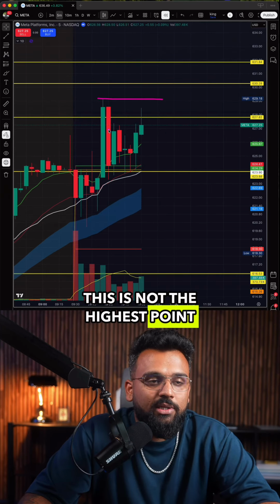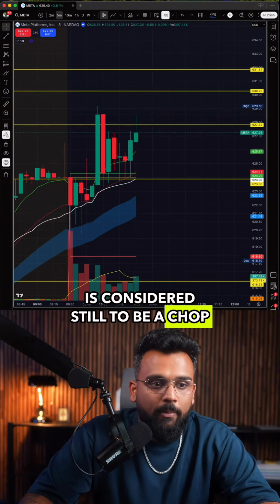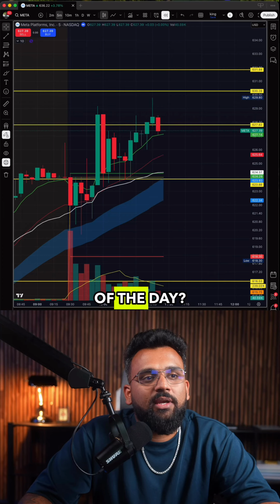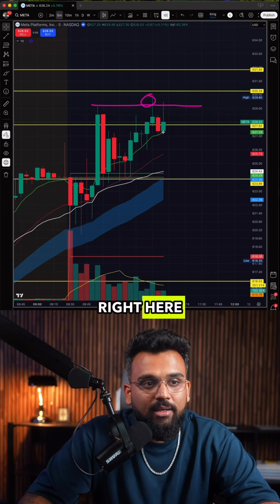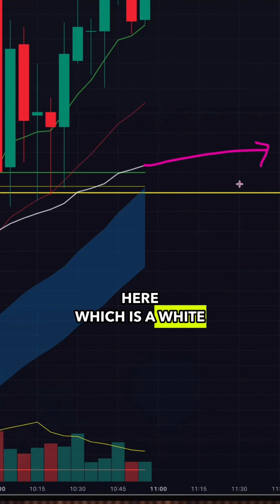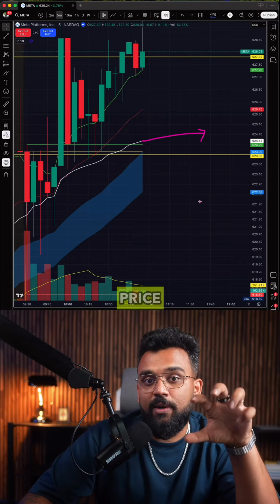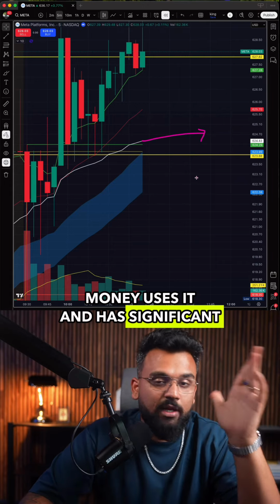This is not the highest point. Yeah, it is, but we need to see a clean highest point because this is considered still to be a chop. What happened when prices made a new highest point of the day? Check this out. Prices made a new highest point right here. Now what happens is, if you look down, what's happening? We have a VWAP sitting right here, which is a white line. VWAP is volume weighted average price. That means based off the volume, that should be the average price, and the smart money uses it, and it has significant importance in the market.